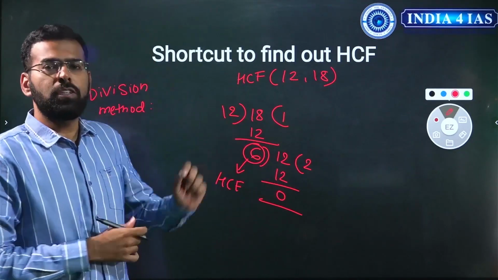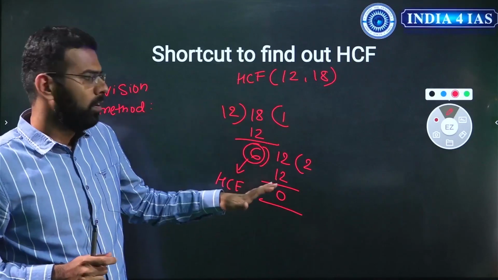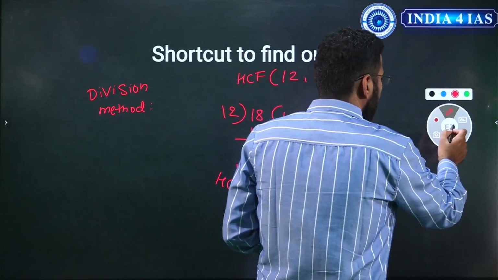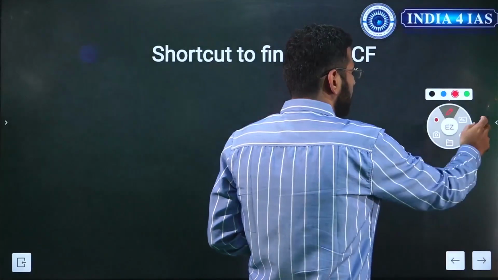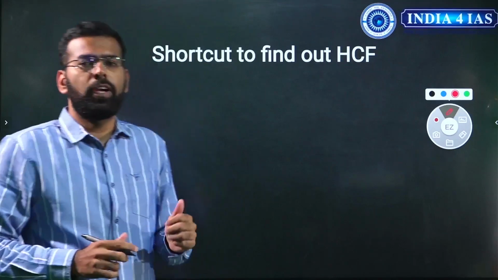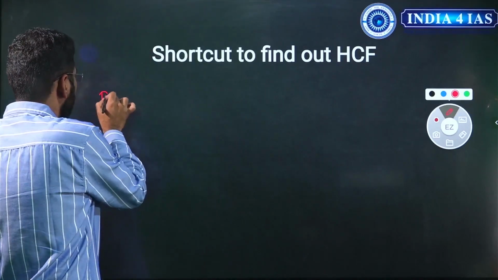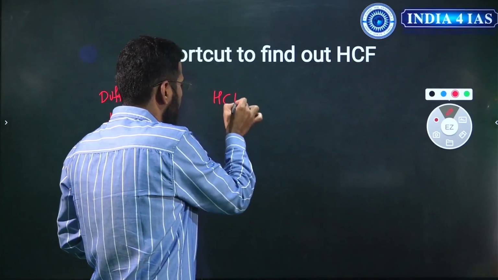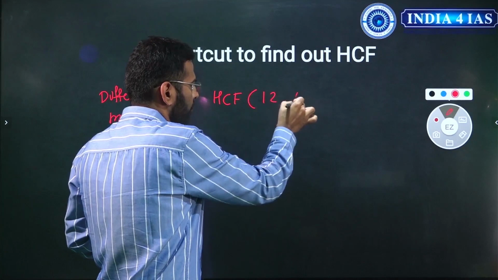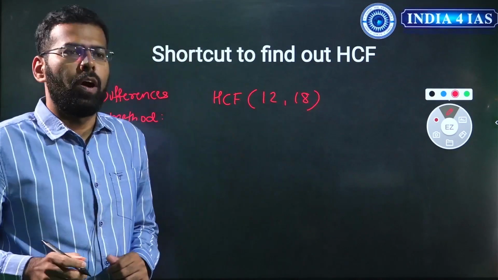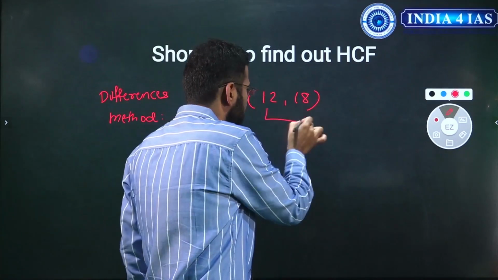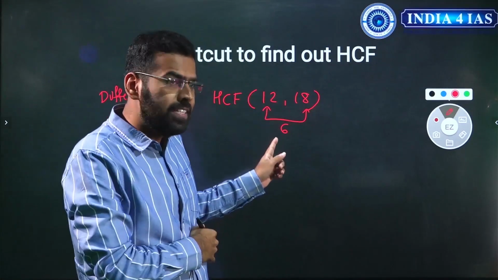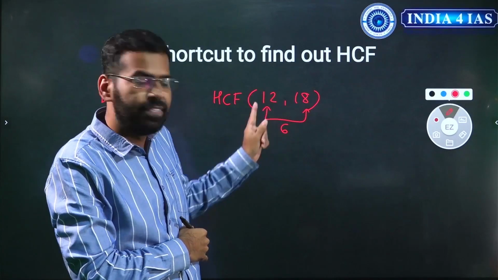Now, there is a shortcut method. No need to find out HCF through all this division method, which is lengthy. So now we'll see the shortcut method to find out HCF, which we call the differences method. Let's take the same example of HCF between 12 and 18. What is the difference between these two given numbers? The difference is 6.